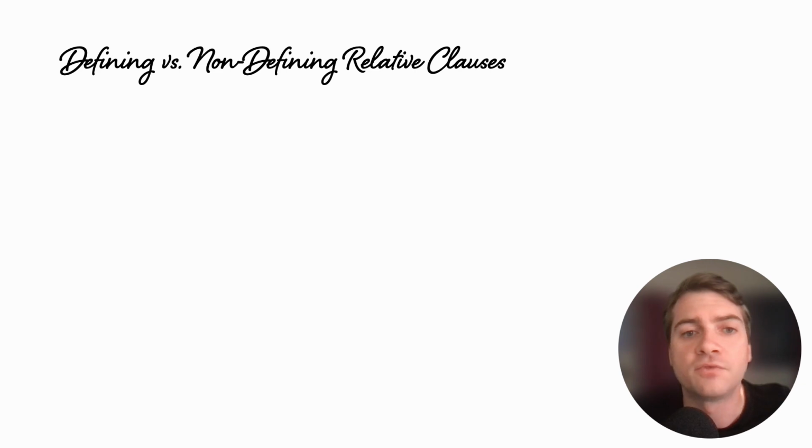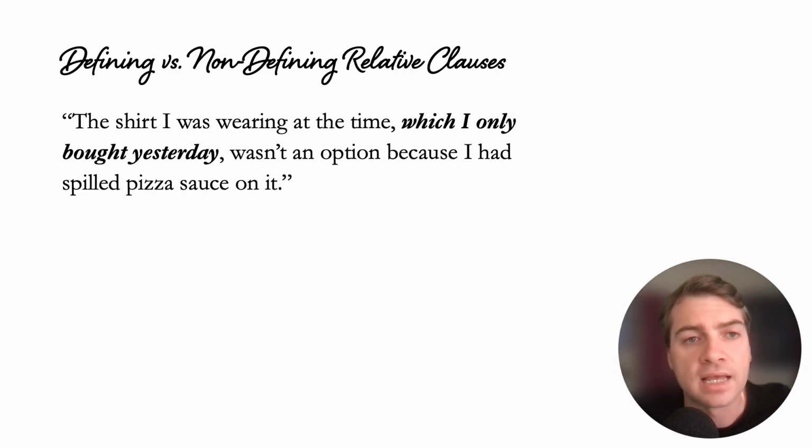Now, with relative clauses, we have two types. We have defining relative clauses and non-defining relative clauses. "The shirt I was wearing at the time, which I only bought yesterday, wasn't an option because I had spilled pizza sauce on it." This one doesn't actually change the subject of the sentence, right? It only adds extra information. So we call this a non-defining relative clause because it doesn't define what the subject is. It just adds extra information to the subject.